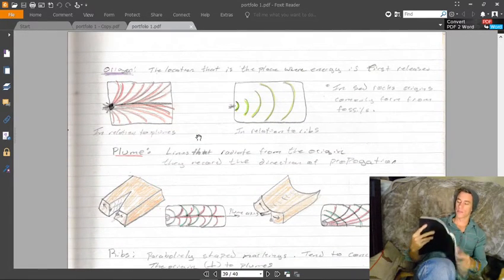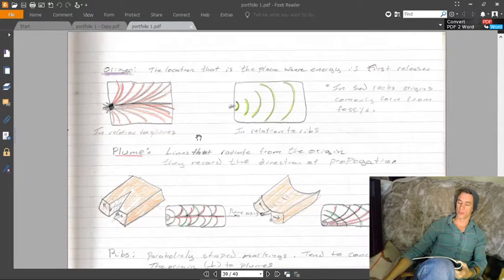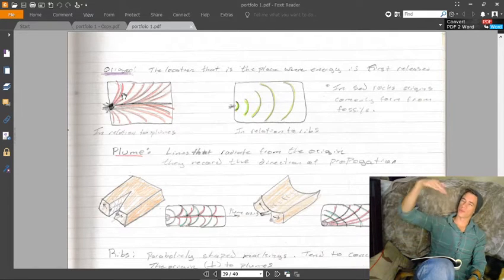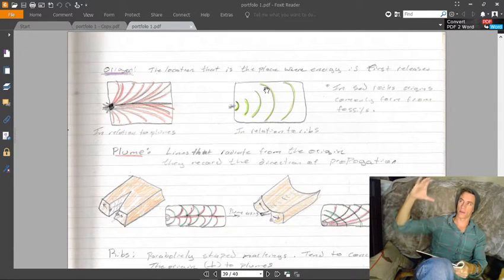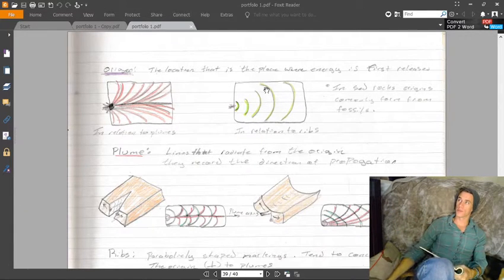Okay, here's some more in-depth stuff about the plumes and ribs. These are the plumes, and they show direction. So the fault started here and it's propagating out, and these point into where the direction is. As for the ribs, as they expand out they'll be huge further away, and then they'll kind of condense down towards the origin.